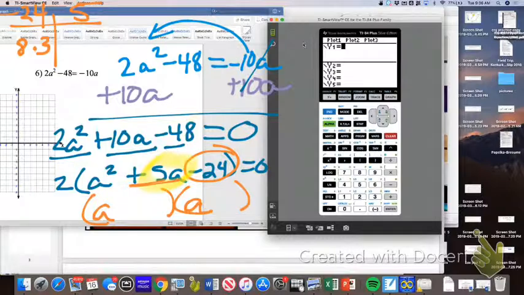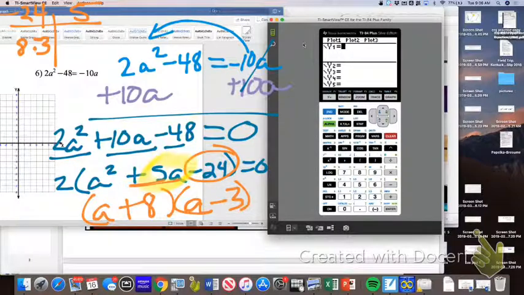So that's a positive 8 and a negative 3. Because positive 8 plus negative 3 adds up to positive 5. And it multiplies to get to negative 24. So that's the one I need. So it's a plus 8 and a minus 3.